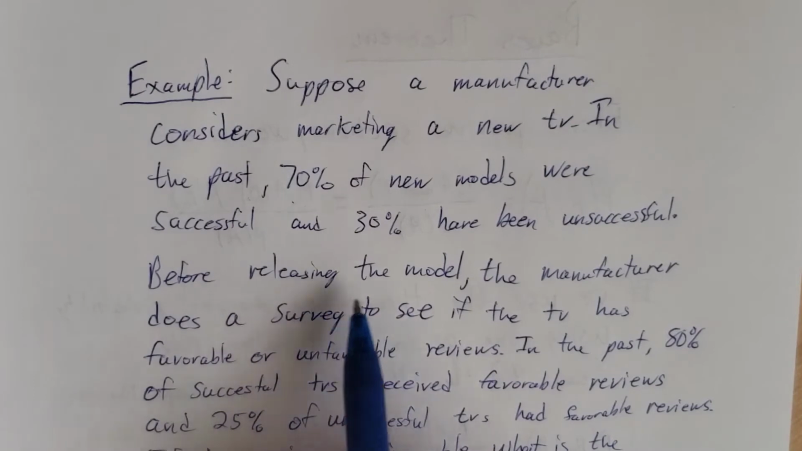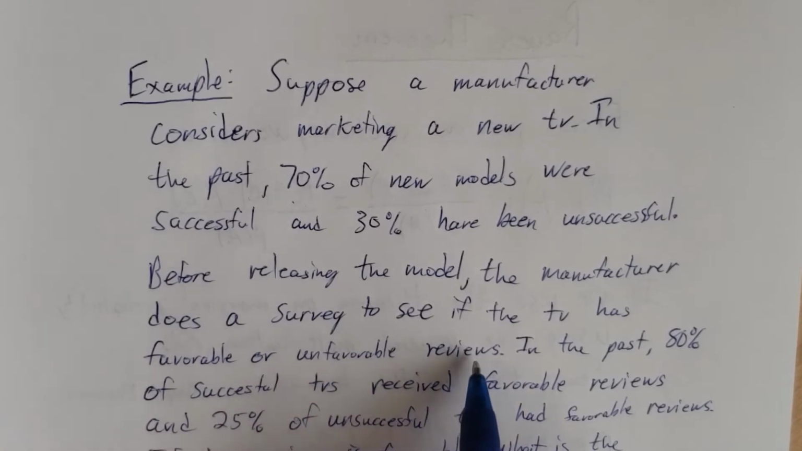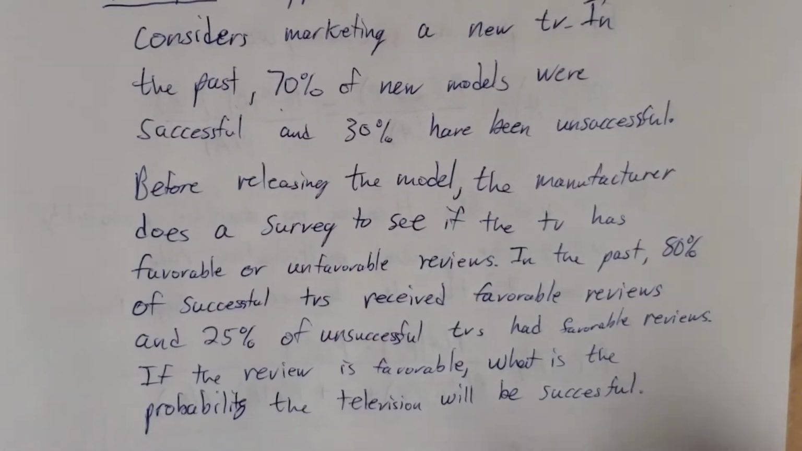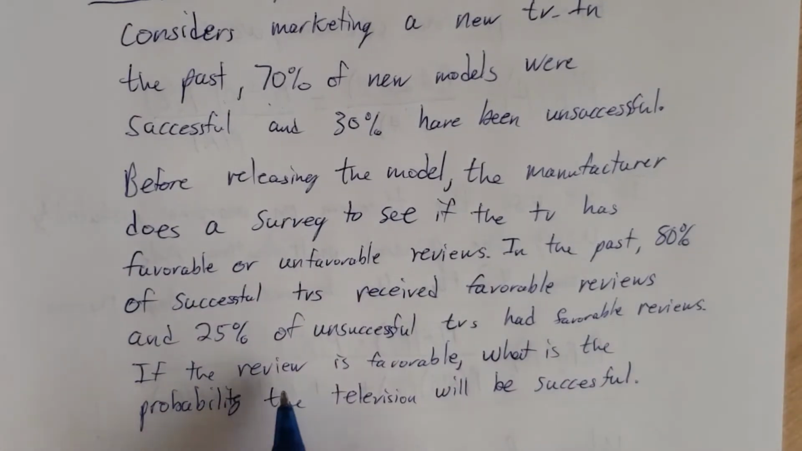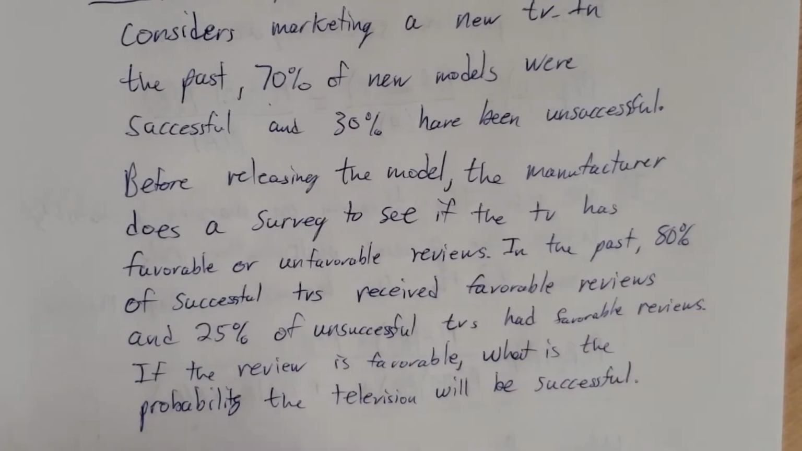Before releasing the model, the manufacturer does a survey to see if the TV has favorable or unfavorable reviews. In the past, 80% of successful TVs received favorable reviews, and 25% of unsuccessful TVs had favorable reviews. So if the review is favorable, what is the probability the television will be successful?